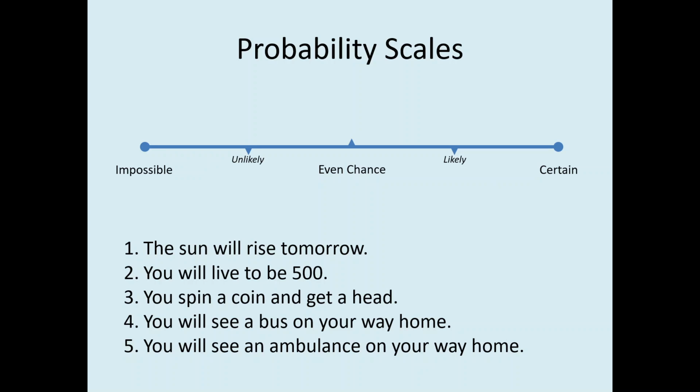Now, the answers. 1. The sun will rise tomorrow. This is certain. You will live to be 500. This is impossible. You spin a coin and get a head. Even chance. You will see a bus on your way home. Likely. You will see an ambulance on your way home. This is unlikely.